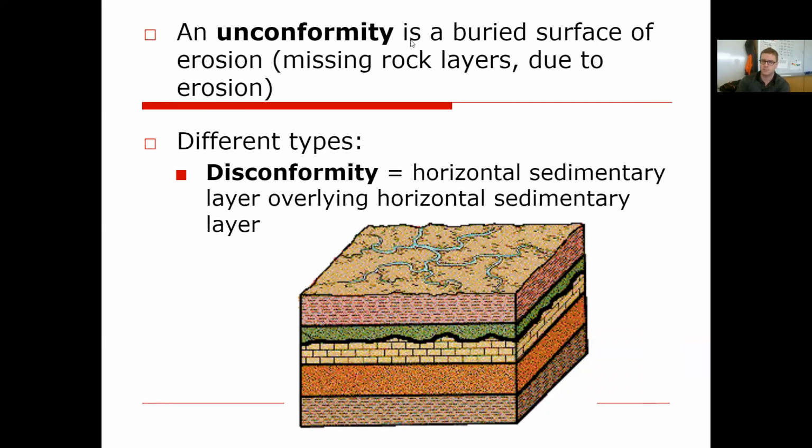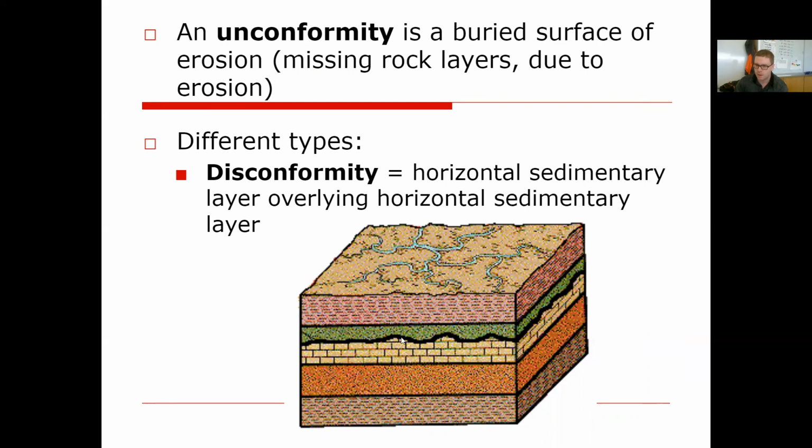And there's different types. The first one is called a disconformity. Now this one is simple. It's when you have a horizontal layer over top of another horizontal layer, but it's not completely flat. So looking at this picture, we can see the green horizontal layer and this kind of yellow brick, it's not totally flat like the other layers.